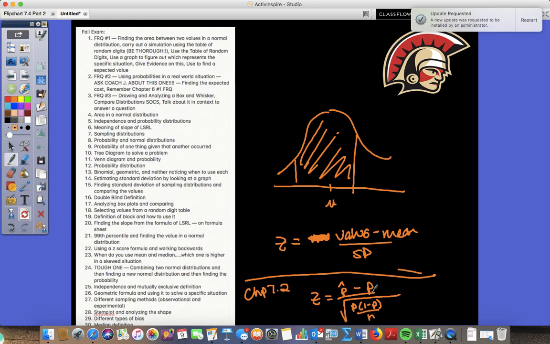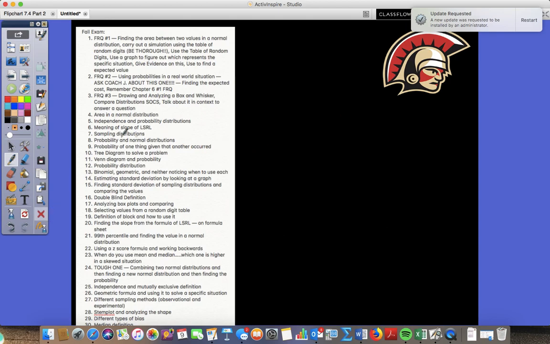Remember statistic and parameter, the difference there. Number 5, independence and probability distribution. All right, so remember independence. A couple things with independence. If they tell me the probability of A is 0.25 and the probability of B is 0.36, and they ask, what is the probability of A and B?